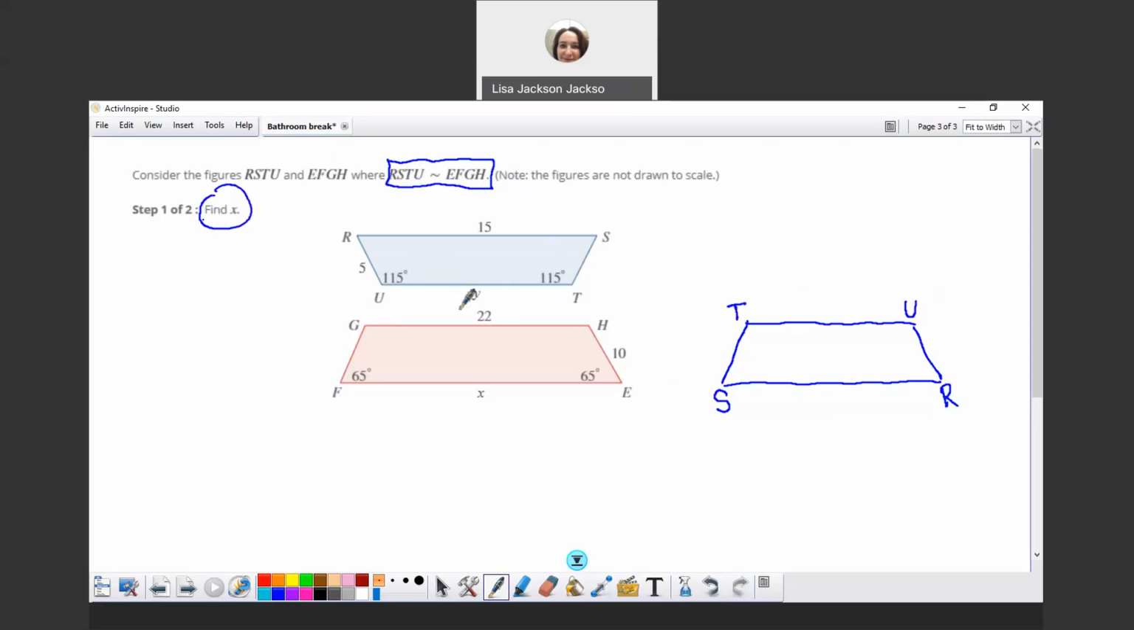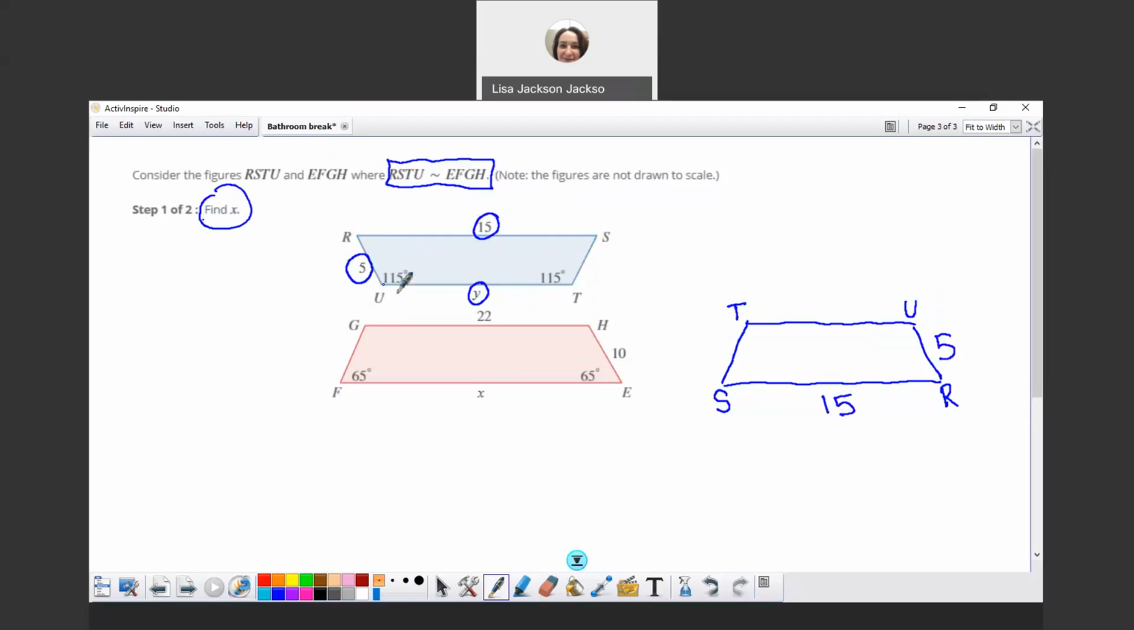Now that I've done that, I'm going to figure out where my side measurements belong on my now turned over and flipped blue trapezoid. So my 5 is on the R to U side. Here is R to U. I'm going to insert my 5. My 15 is on the R to S. That goes right here from R to S.